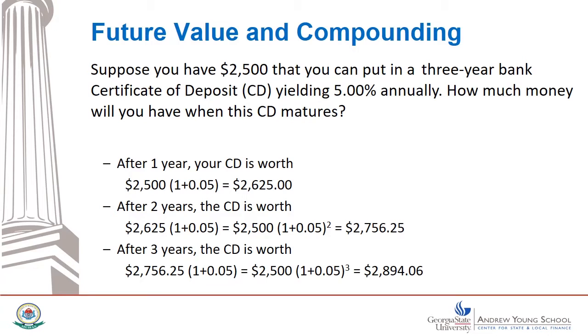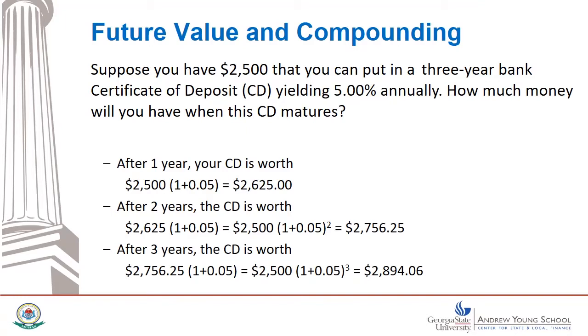The initial present value of $2,500 times the product of 1 plus 5% raised to the power of 2. The exponential number 2 is the number of annual time periods that the initial money is compounded. After 3 years, the CD is worth that $2,756.25 times the product of 1 plus 5%, or $2,894.06.